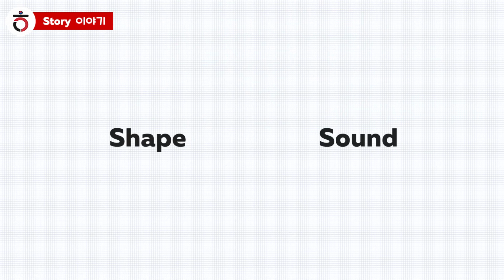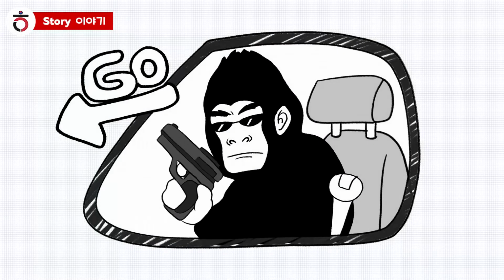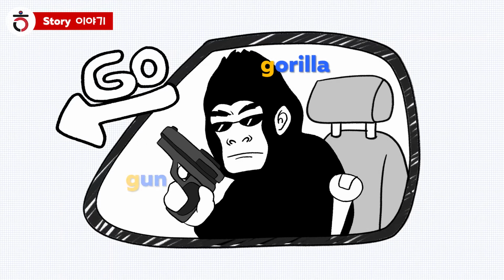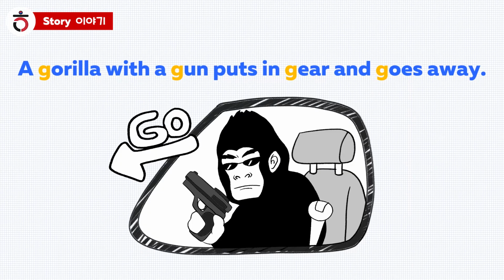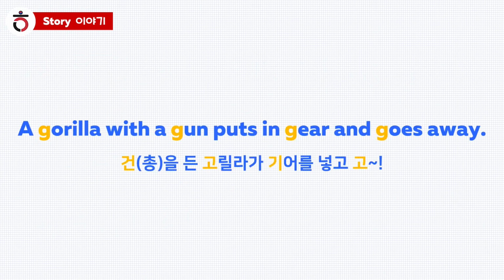Then, to better remember the shape and the sound of giyuhg, let's make a story. Okay, look at this picture. A gorilla with a gun puts in gear and goes away. Which means in Korean, 건을 든 고릴라가 기어를 놓고 go.